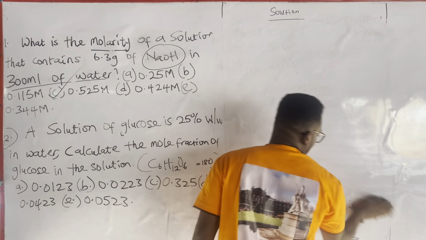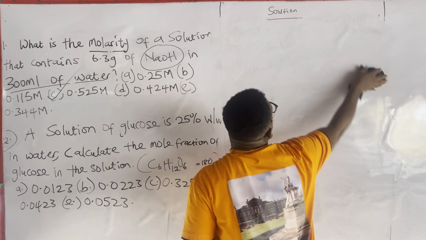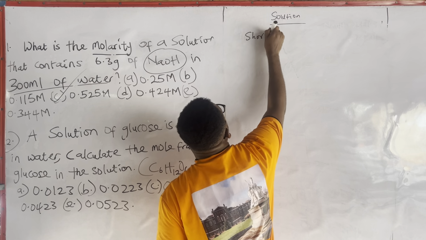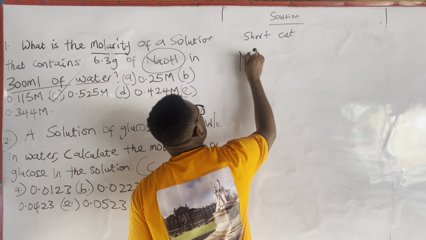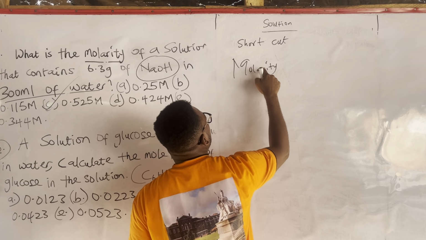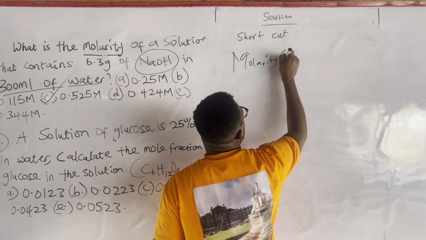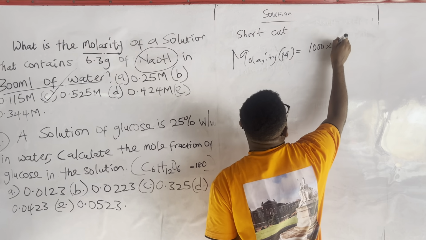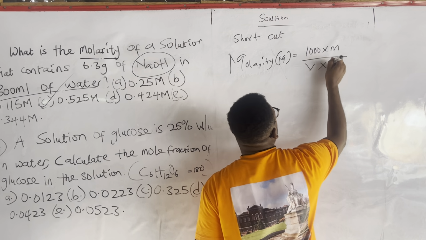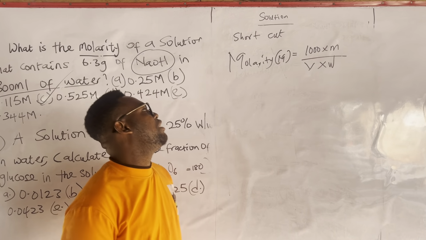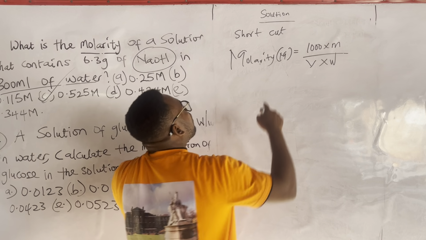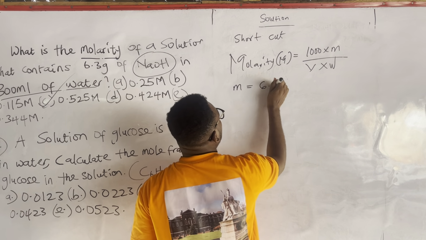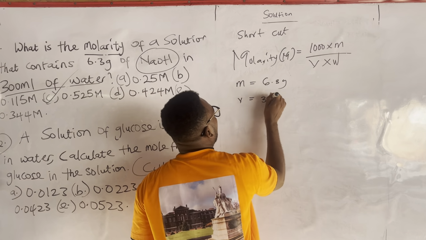So alternatively, we can solve this same question using our formula that I called formula by way of shortcut. In the shortcut, molarity is equal to 1000 times m divided by v times W. That's what we said in the previous video. Now, do we have all the parameters here? Yes. What is mass? Mass is 6.3 grams. What is the volume? 300 mL.